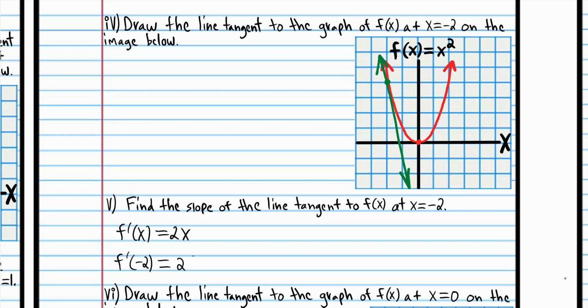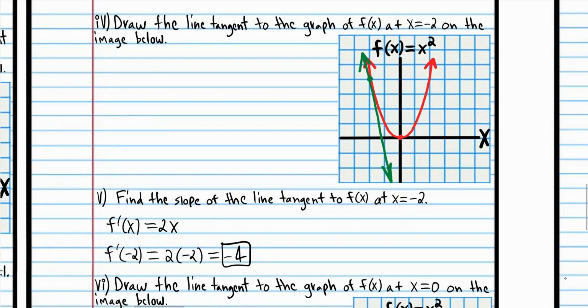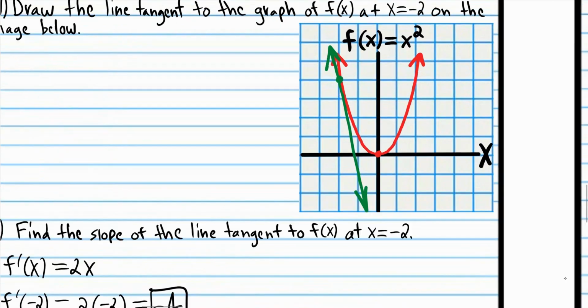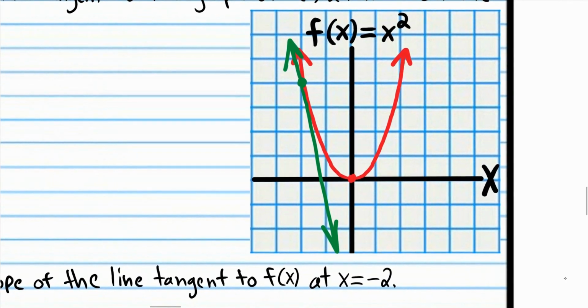So we get 2 times -2, which is -4. So it's negative because this line is going down from left to right. And it's a pretty steep line. That's why the slope is 4. So what that means is we go down 4 units for every 1 unit that we move to the right.